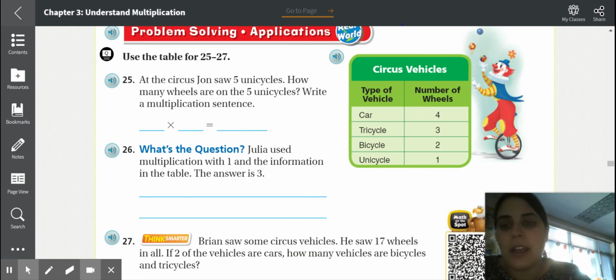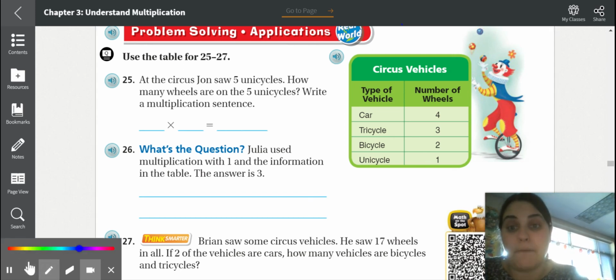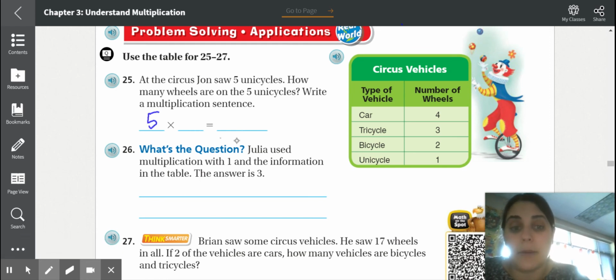At the circus, John saw 5 unicycles. How many wheels are on 5 unicycles? Write a multiplication sentence. So here we have unicycles. They only have 1 wheel. But how many did John see? Because that's our equal groups. He saw 5 times 1 wheel only. What's the rule? Any number times 1 equals that number. So 5 times 1 equals 5. So he saw 5 wheels.